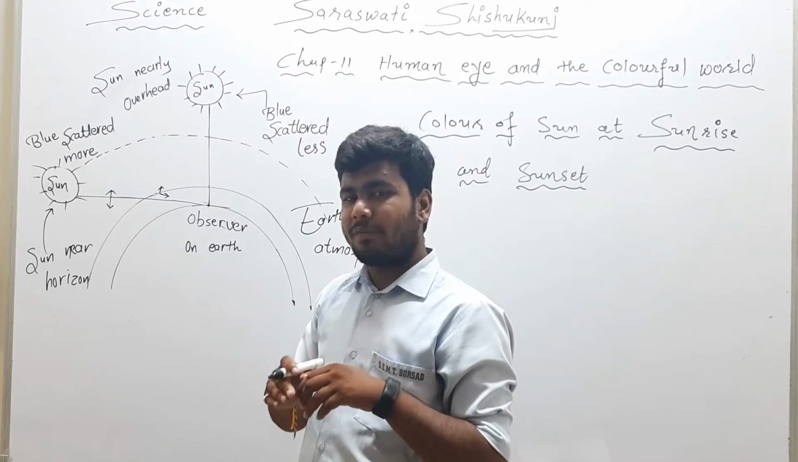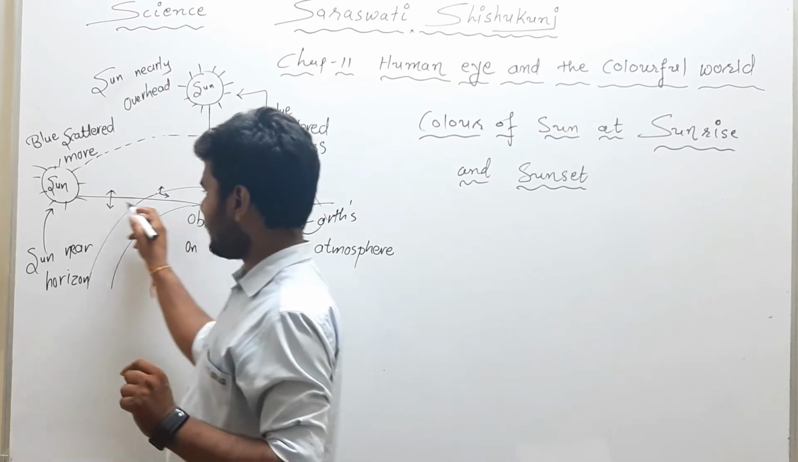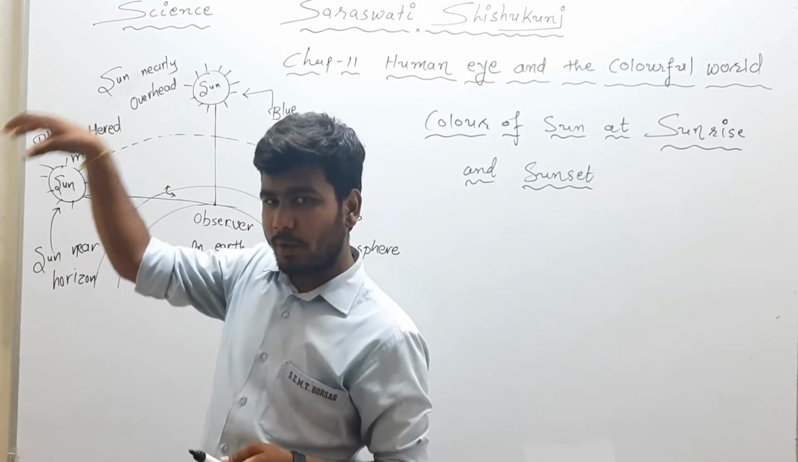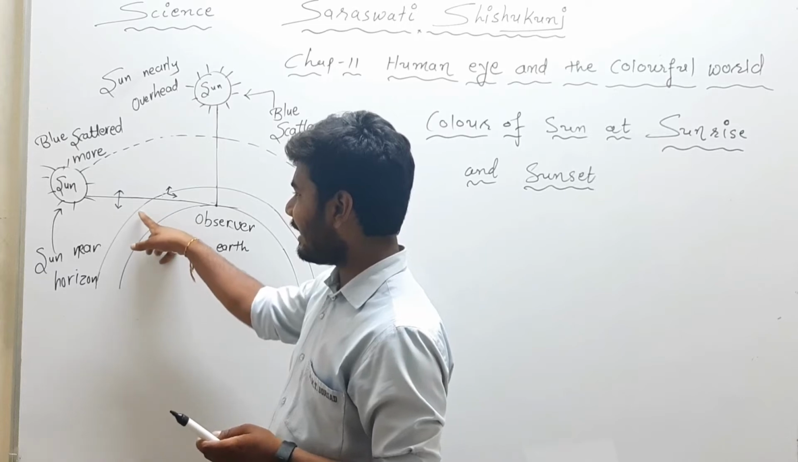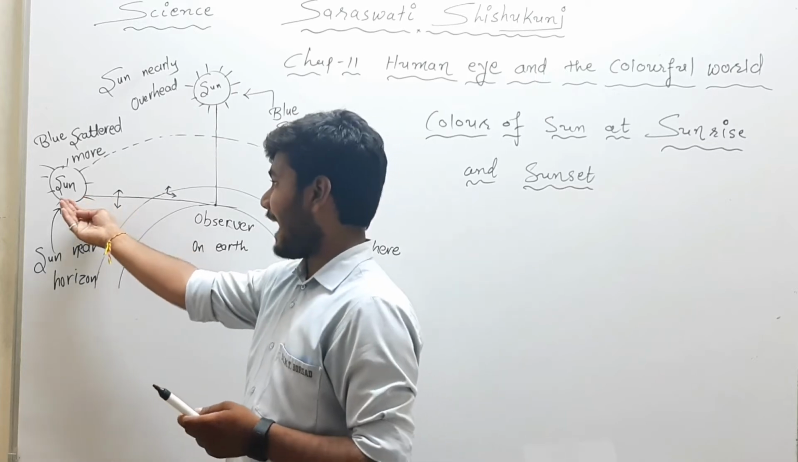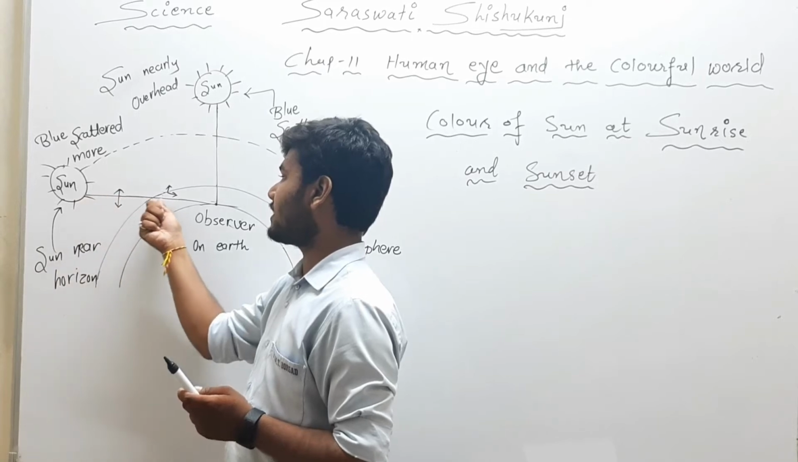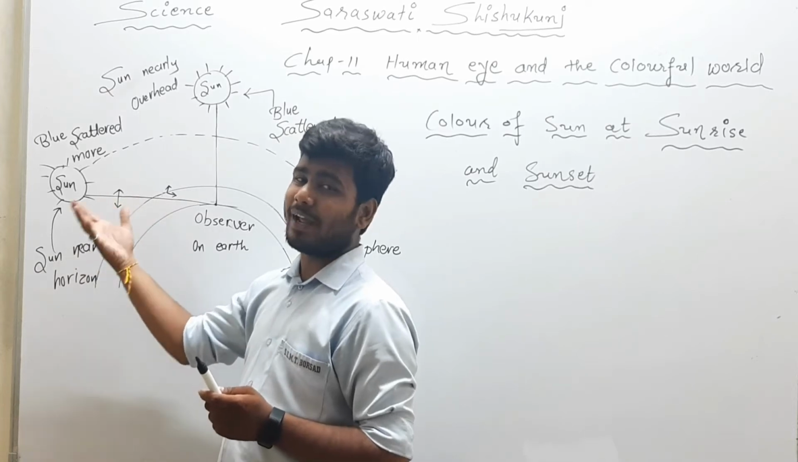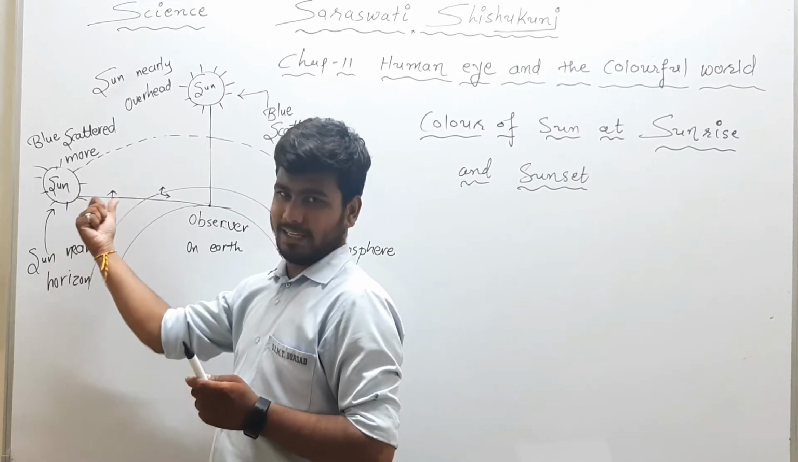Now let's try to understand what happens. Sunrise and sunset, both phenomena happen near the horizon. Suppose this is the horizon, right? Now what happens during sunrise or sunset? Near the horizon, we know this is our earth, and the atmosphere near the earth will be denser and this will be rarer. So light from the sun during sunrise or sunset will try to enter the observer's eye. When it is entering the observer's eye, here you can see there is a rarer medium, right?